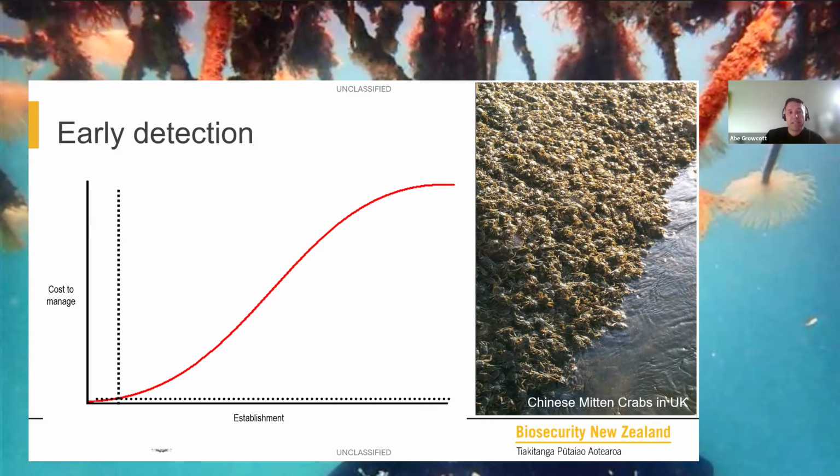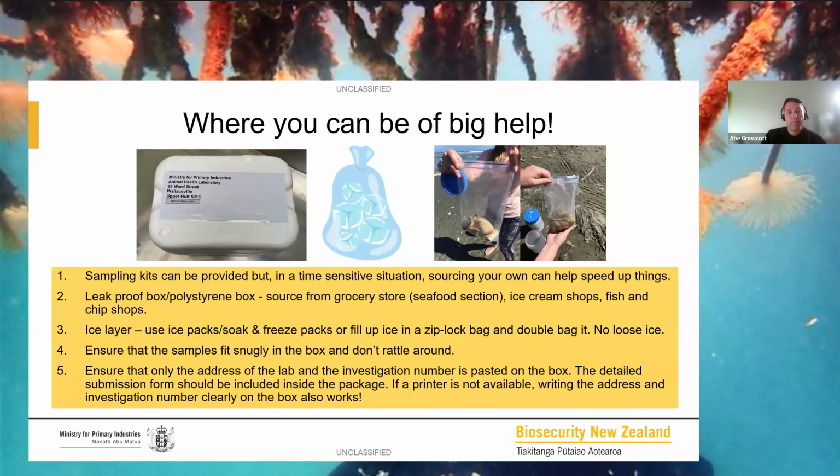If we find it later, somewhere up higher on this curve, it might have been here for days, months, years. It may be in multiple locations. It may be at very high densities, so therefore the cost to manage is much, much higher. But if we can push it down to the left here, we have better chances of successful management, whether that's eradication or population suppression, etc. So that's what we're all about here and what we're trying to do. And this is where you guys can all be a big help.